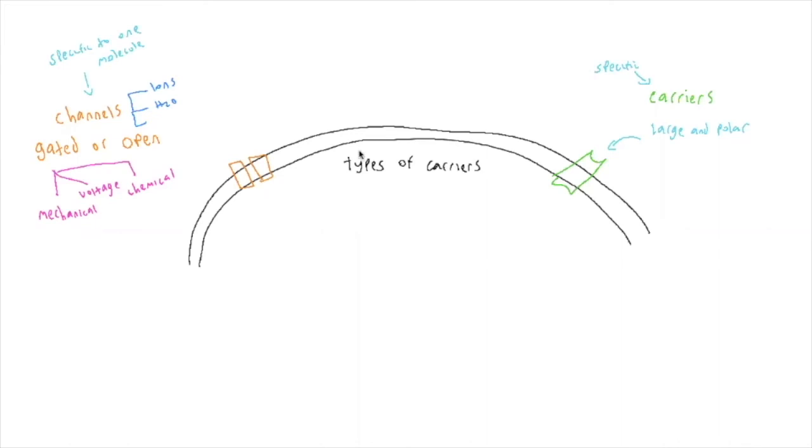First type of carrier is going to be called a uniport, which is exactly what I was talking about, where one molecule is transported by a transport protein. Simple enough. But now we get into something called a symporter.